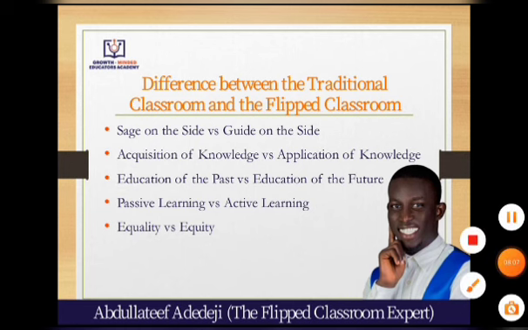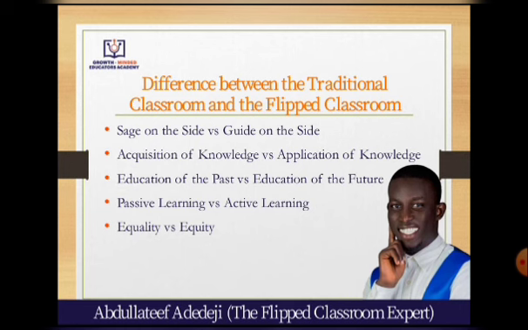And then the third difference is education of the past versus education of the future. What we realize is that things are changing very fast. And the aim of education in the 21st century is completely different from the aim of education in the 19th and 20th century.